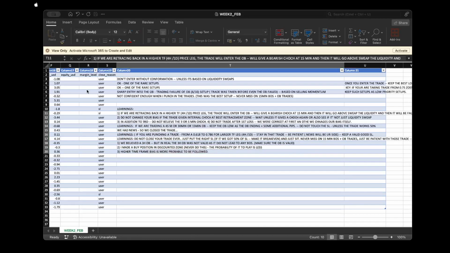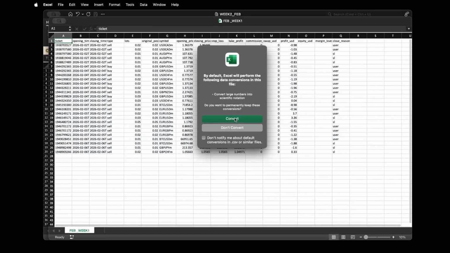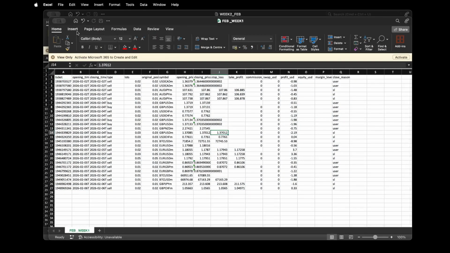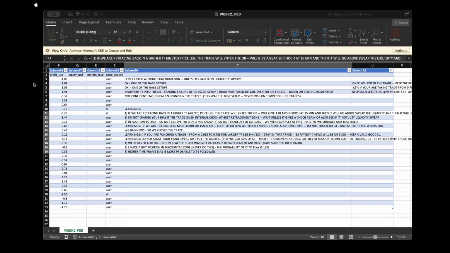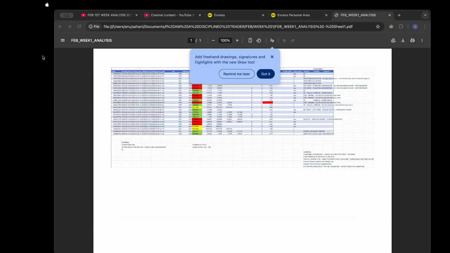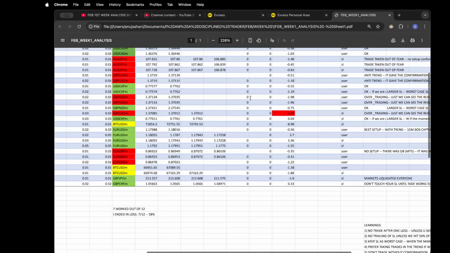Okay, so basically the thing is that we are not having that best case setup that we saw in February week 1. So let me open February week 1. Just give me a sec. Let me quickly open this with Google Chrome. So this is the February week 1 PDF analysis that we did.